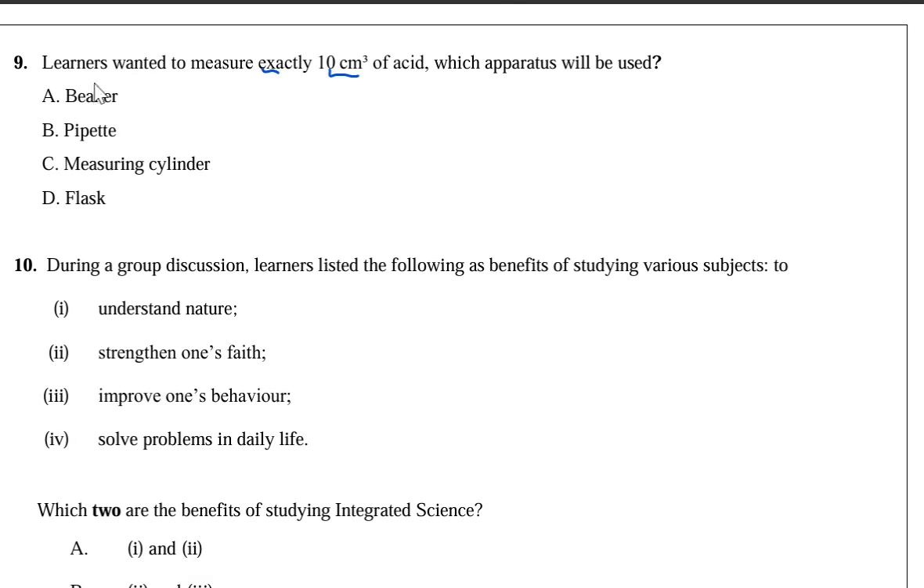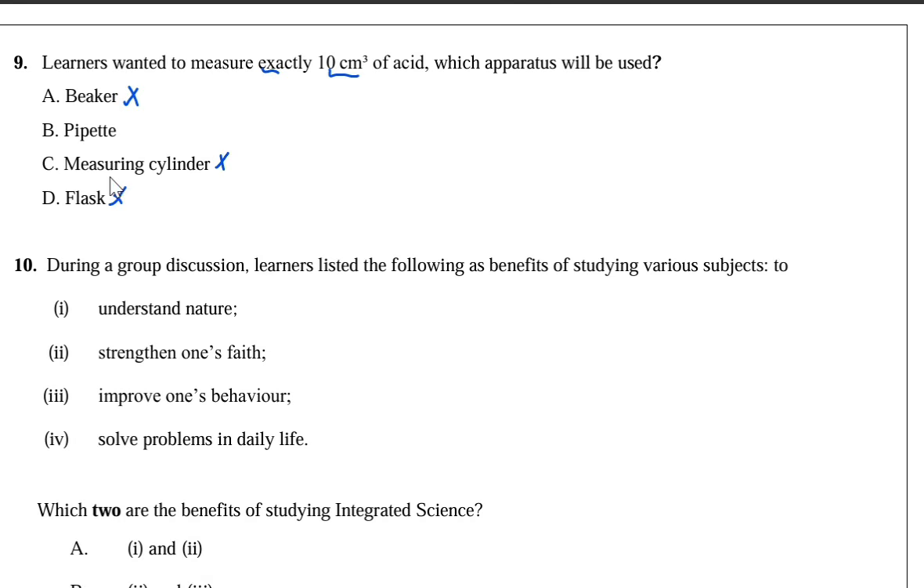So to start with, it is not beaker, because beaker is not accurate. It is used for holding or rough volume estimates. You go to C, measuring cylinder. It is more accurate than a beaker, but not as precise as a pipette, and therefore this one is not the correct answer. But also flask. Flask is used for mixing, storing, or heating sometimes. It is not for accurate measuring.